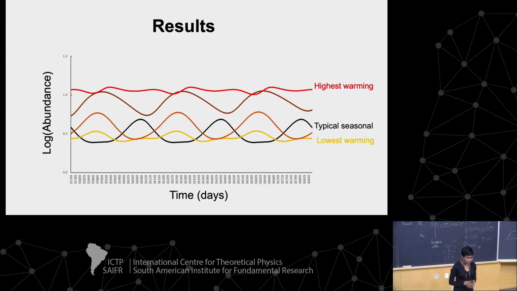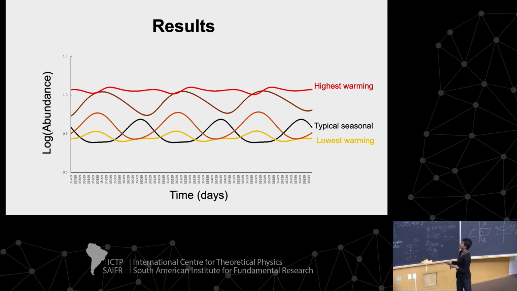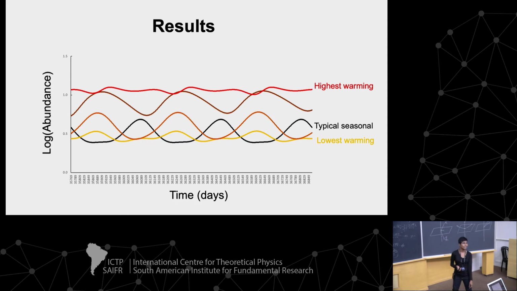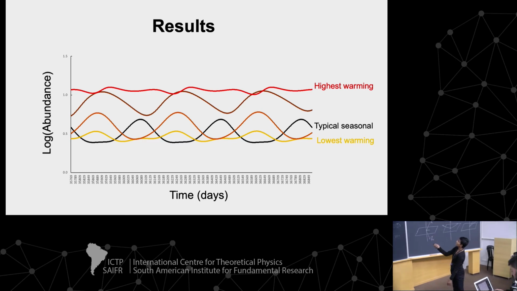Now, what I'm going to do is to show you a series of graphs that look like this, where the x-axis is time in days, y-axis is the log transformed abundance, and the black curve will depict abundance under typical seasonal variation. Increasingly brighter colors denote higher levels of warming. That's a cartoon.